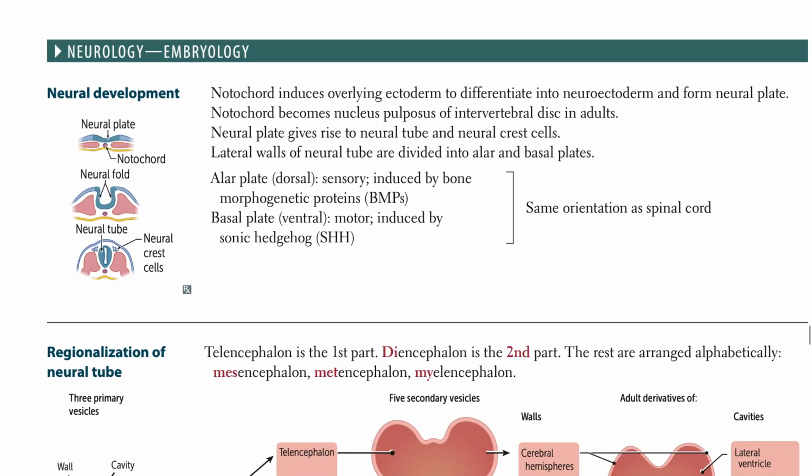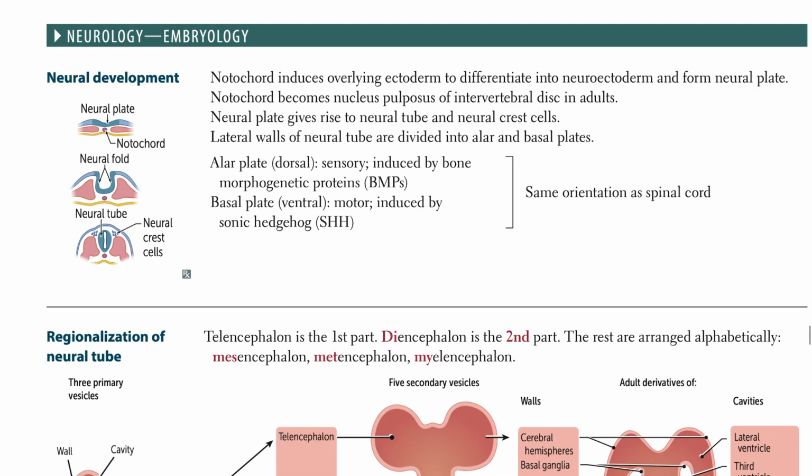All right. The first thing that we talk about here is, of course, the embryology, right? So let's get into that embryology. So neural development. Okay. So it starts from here. So notochord induces. So take a look at this. This is the notochord. Okay. It induces the overlying ectoderm, which differentiates into two things: neuroectoderm and from the neural plate.